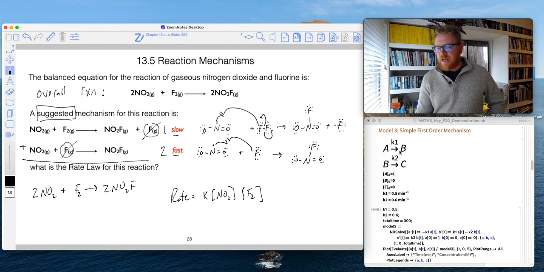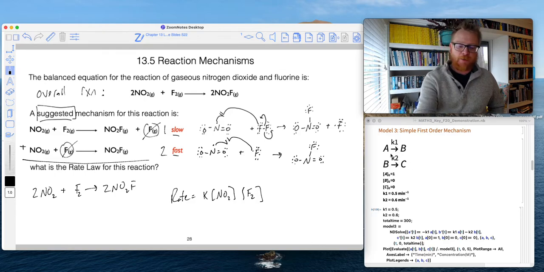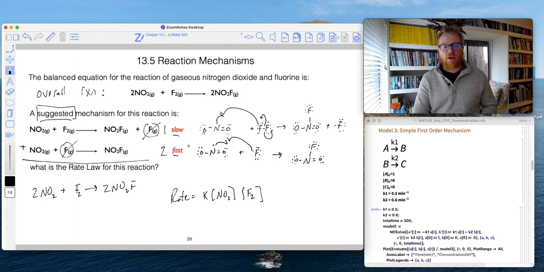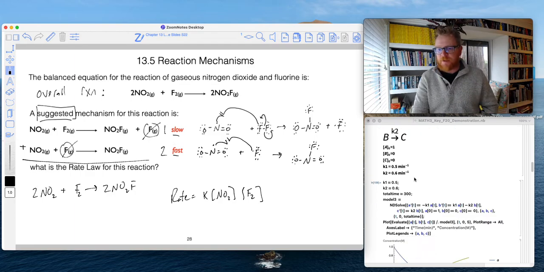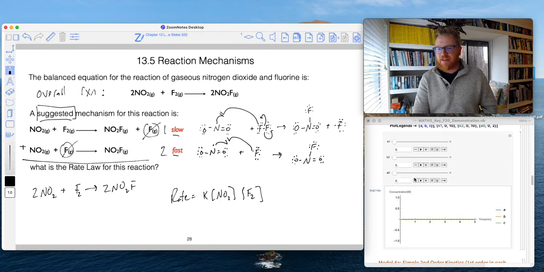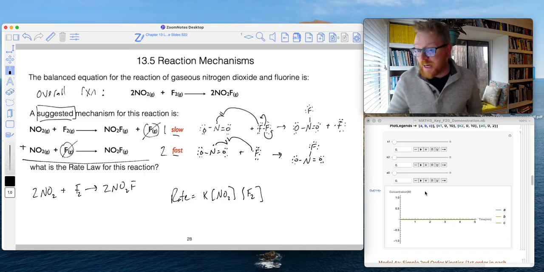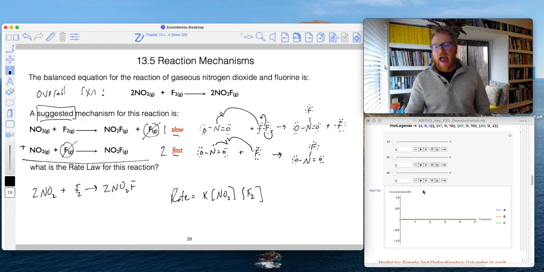As soon as I make a B, that B can go on and react to form C. And I've got two different rate constants here. And now in this theoretical model, instead of saying slow and fast, I can actually use this handy little manipulate feature that I showed you in the last video to put numerical values on here.